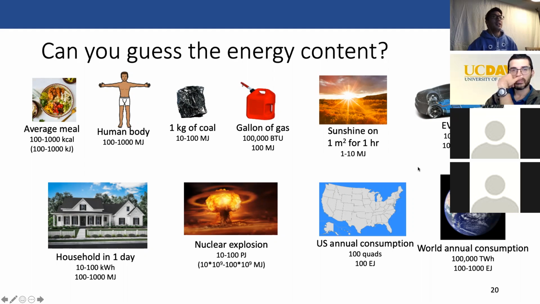An EV battery, so if you know the energy content of a gallon of gasoline, you can probably guess at what the EV battery is, right? So you can think about, maybe an average car is 10 to 20 gallons of gasoline. So you probably want to get the same sort of range, or same order of magnitude as the range, 10x that. So it's 100 to 1,000 megajoules.